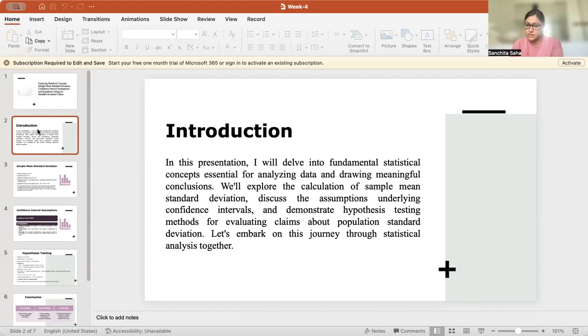By the end of the presentation, we will have a solid understanding of these essential statistical tools and how they can be applied in real world scenarios. Let's get started.